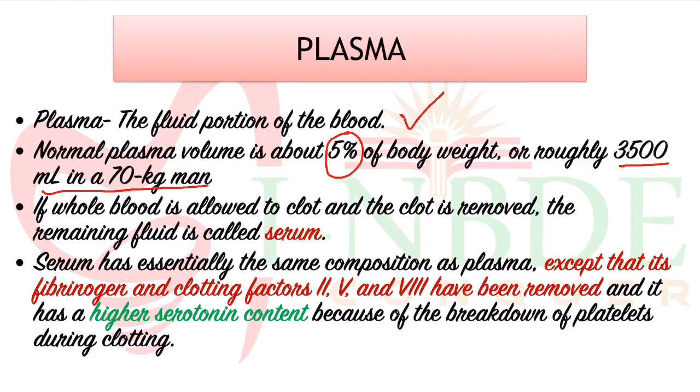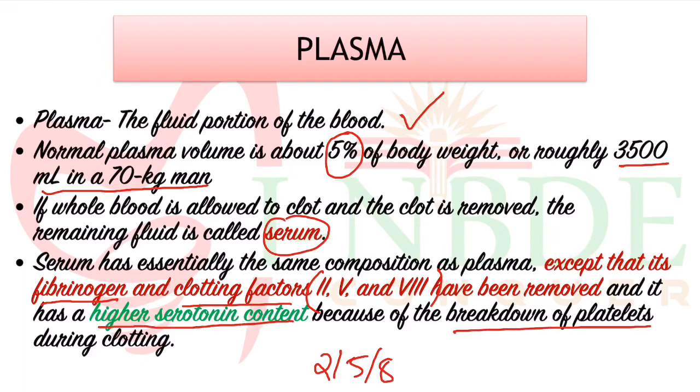And if whole blood is allowed to clot and the clot is removed, then the leftover is called serum, which we have already discussed. So the components of serum and plasma are the same, except that serum lacks fibrinogen and the clotting factors, specifically factors 2, 5 and 8. But you will see there is a high serotonin content, which is basically due to the breakdown of platelets during the process of clotting.